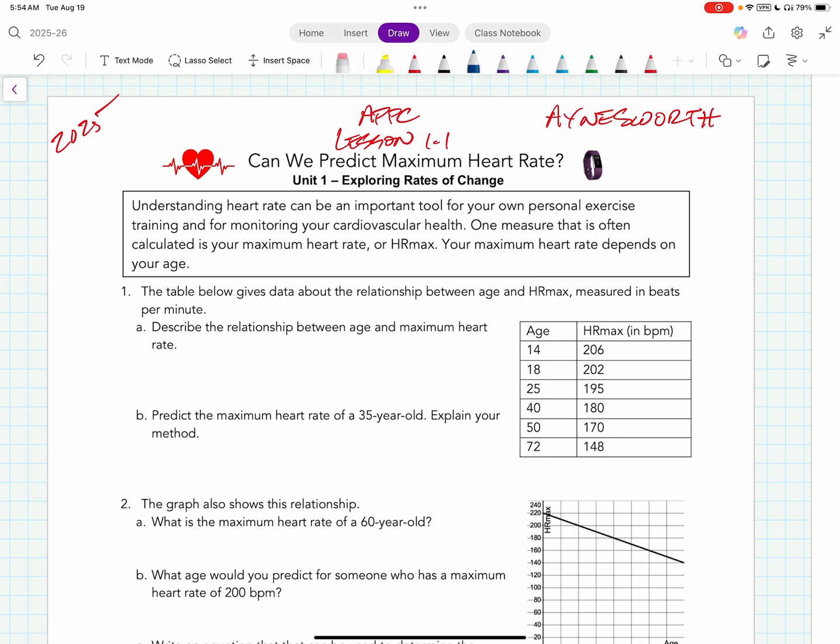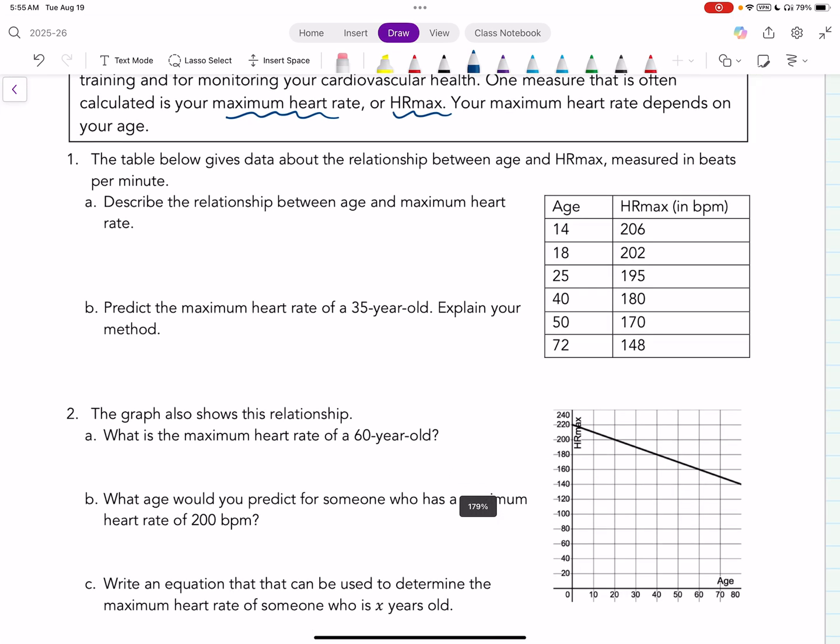All right, and we're going to be talking about rates of change in a specific context, and this one's called "Can we predict maximum heart rate?" All right, so let's read here. Understanding heart rate can be an important tool for exercise training and for monitoring cardiovascular health. One measure that is often calculated is your maximum heart rate, or HR max. Your maximum heart rate depends on your age. So let's take a look at some data in a context and apply the concept of rate of change to this situation.